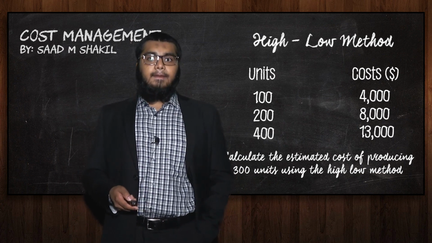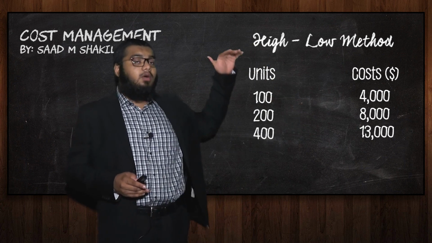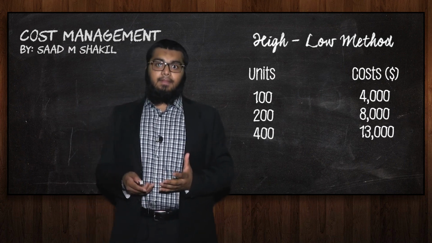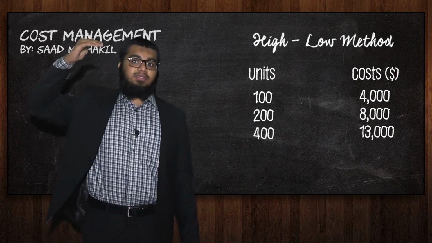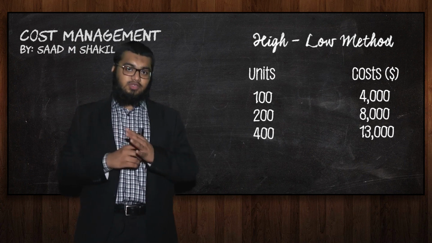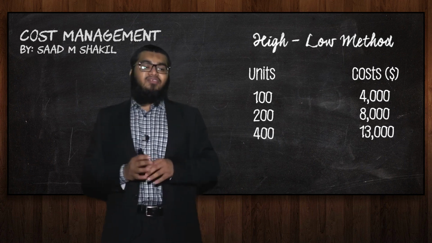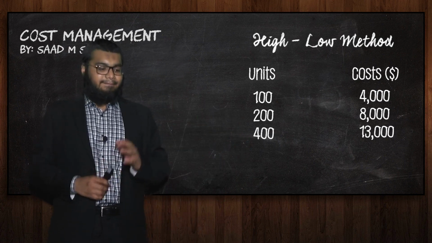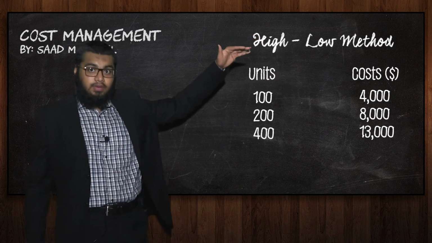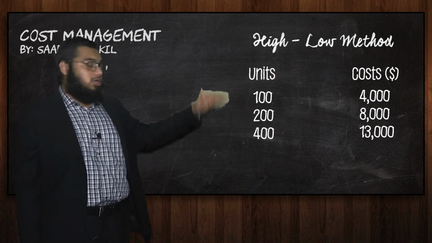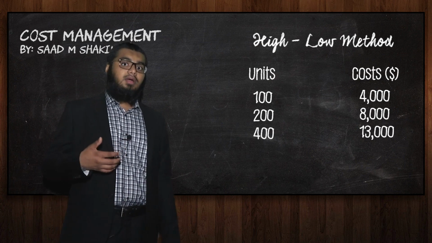How do we go about this? We're going to take the levels of production, the highest, which is 400, and the lowest, which is 100. And we're going to start comparing. You would notice that there's a difference of cost between 13,000 and 4,000. 4,000 is the cost of 100, 13,000 the total cost of 400. There's a difference of $9,000. And the difference in the number of units is 300 units. You have a total cost difference of 9,000 when you're increasing production from 100 to 400. The total cost increases by $9,000 when there's an increase in production by 300 units.